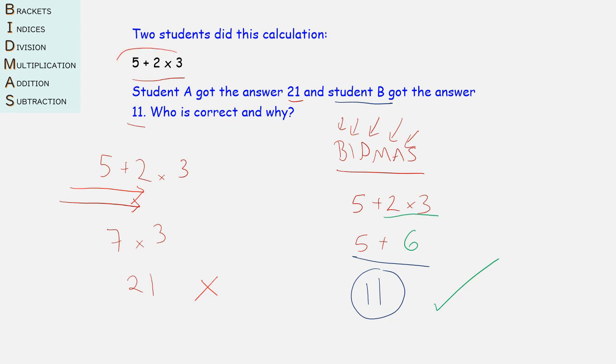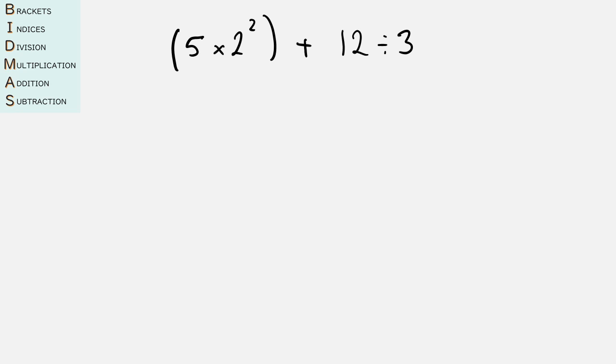Whenever you see anything like this, always use BIDMAS. So student B is actually correct. Make sure you don't make this error. A lot of this lesson is just going to be practice. We've got to be able to do this quite easily. So always remember BIDMAS on the left-hand side.